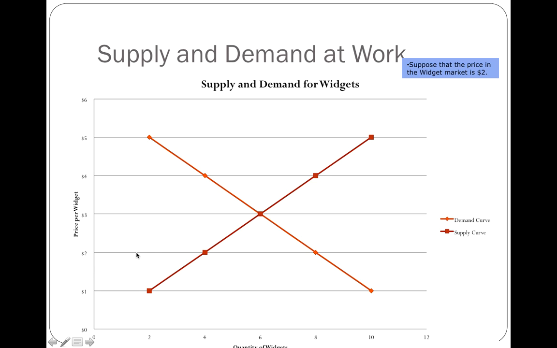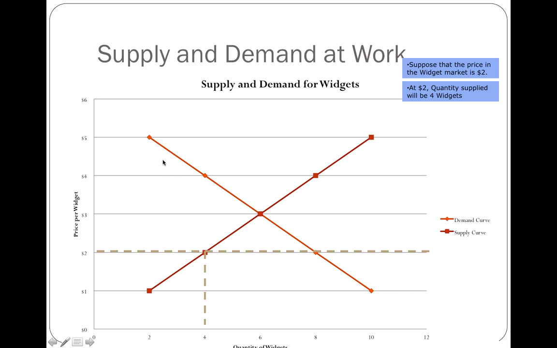So now we're going to imagine that it's $2 down here. I'm going to find this on my supply. How many are supplied? I've got my up and away curve. Here's my supply curve. And I see that at $2, 4 widgets are supplied.